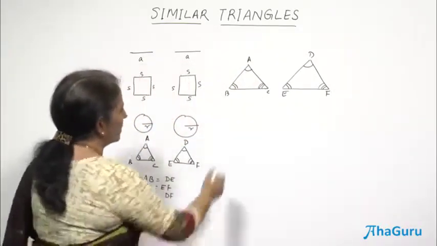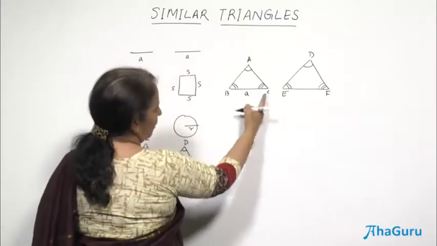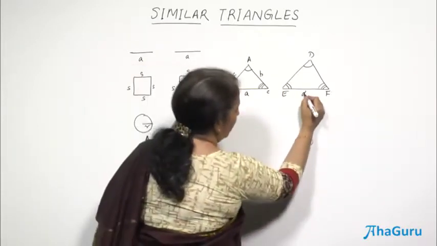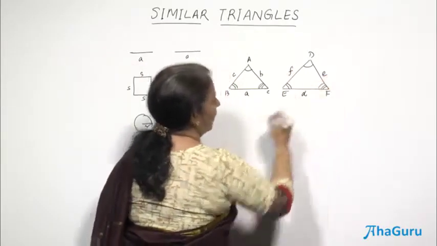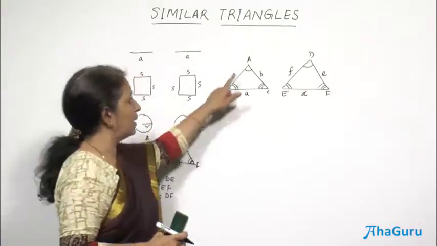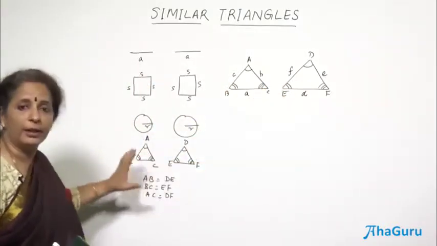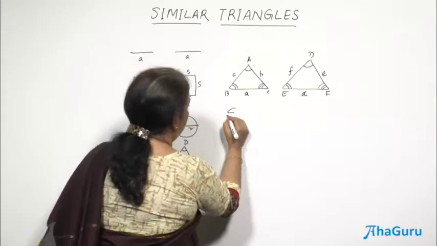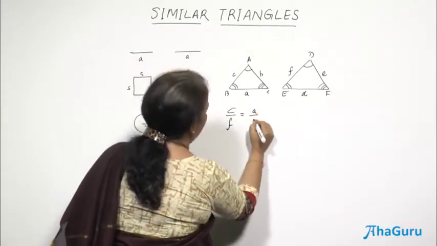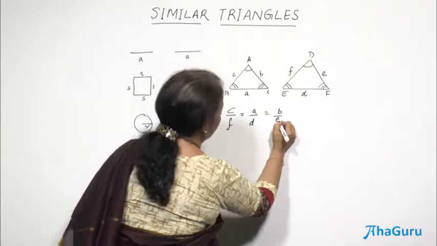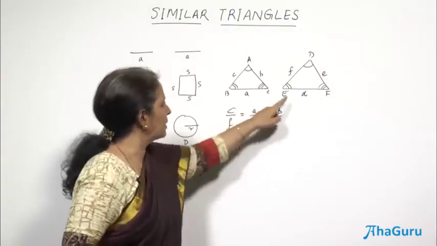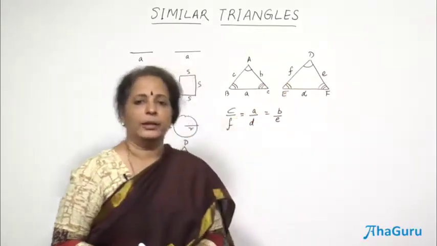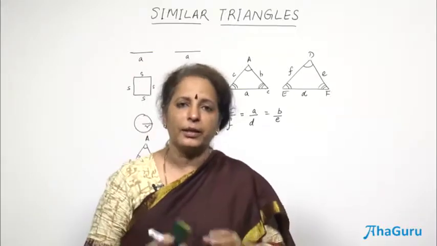What do we mean by that? Suppose this side is say A, the length A, opposite to C is the length C, opposite to angle B is the length B here. Similarly, here it will be D, this will be F and this will be E. So these are the lengths. I am not saying C is equal to F as we had AB is equal to DE in congruent. Here they are not equal, but if C by F is equal to A by D is equal to B by E, corresponding sides, that is C and F are corresponding, A and D are corresponding, B and E are corresponding. The corresponding sides are in a standard ratio.